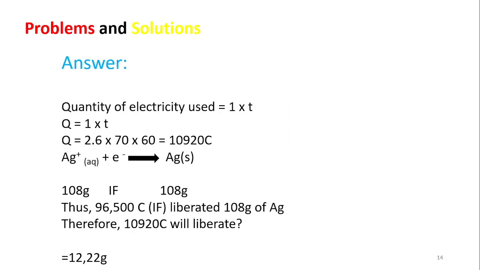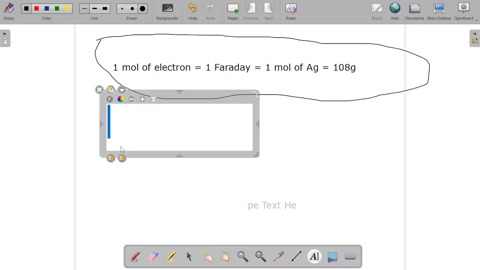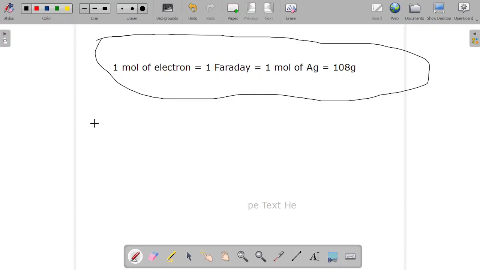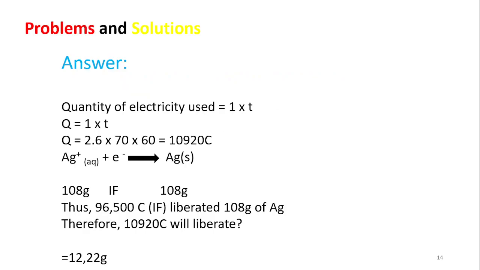So now how do we work with this? Since 1 mole of electron is equal to 1 Faraday, which is equal to 1 mole of silver, which is equal to 108 grams. Sorry, I was wrong, we need to change this. We also have that 1 Faraday is equal to 96,500 coulombs. Since 1 Faraday is equal to 96,500 coulombs and 1 Faraday is also equal to 108 grams of silver, we can write this out. If 96,500 coulombs is equal to 108 grams, then based on our answer, the quantity of electricity, we have 10920 coulombs.